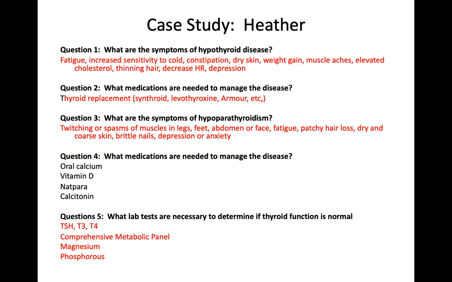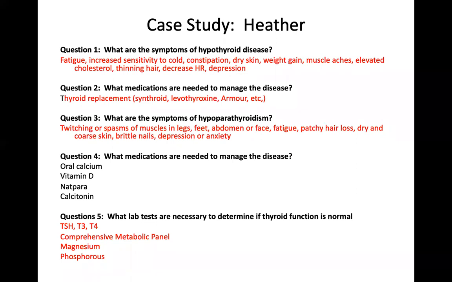Okay, so we talked about thyroid replacement: Synthroid, levothyroxine, and Armour. Armour is more of a natural thyroid replacement, okay? What are the symptoms of hypoparathyroidism? Okay, twitching or spasms of muscles in the legs, feet, abdomen, or face, fatigue, patchy hair loss, dry and coarse skin, brittle nails, depression, or anxiety. Okay.